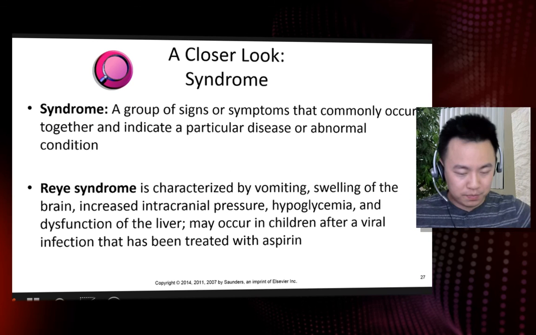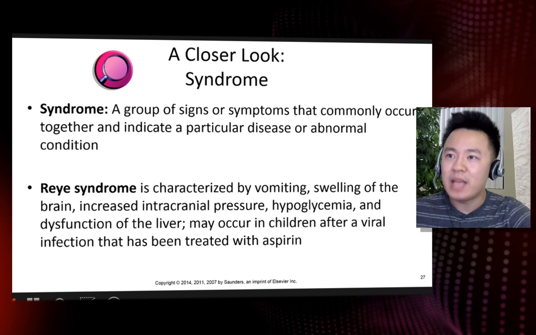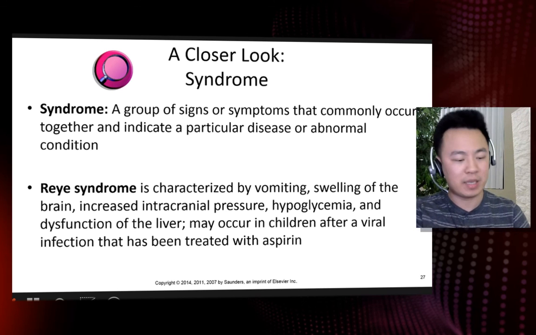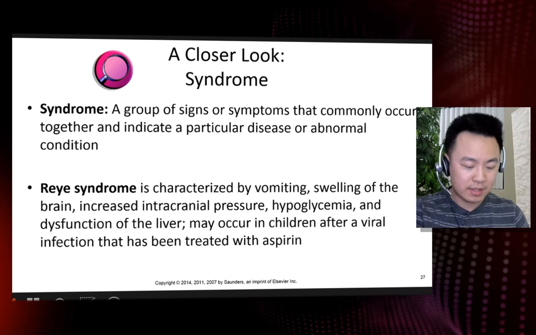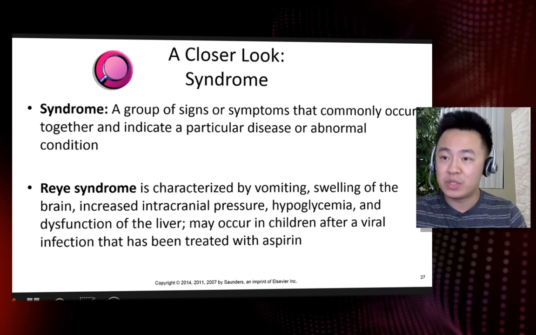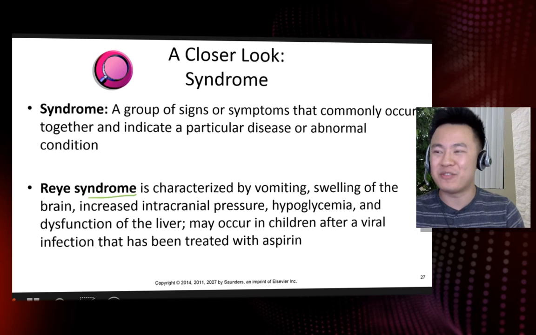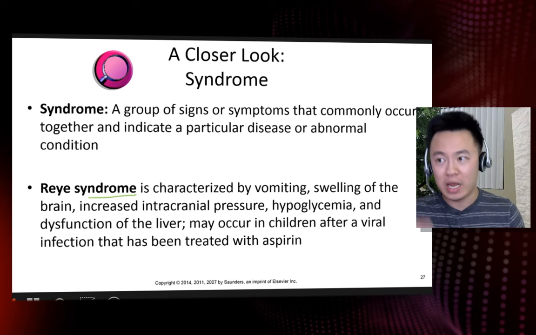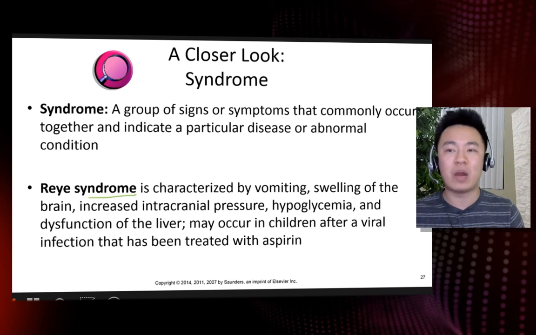A syndrome. A syndrome here is a group of signs or symptoms that commonly occur together and indicates a particular disease or abnormal condition. We definitely have an example of a syndrome here known as Reye's syndrome, which is characterized by vomiting, swelling of the brain, increased intracranial pressure in the brain, hypoglycemia, and dysfunction of the liver. And this, unfortunately, can occur in children after a viral infection that has been treated with aspirin. So, quite unfortunate there.